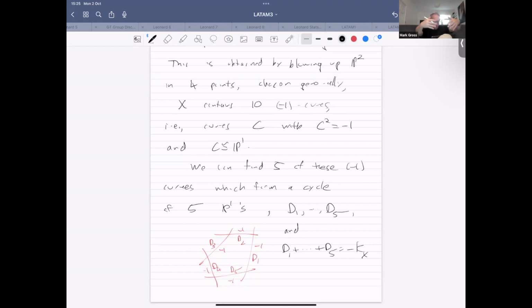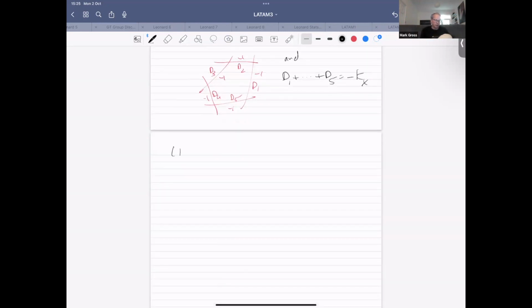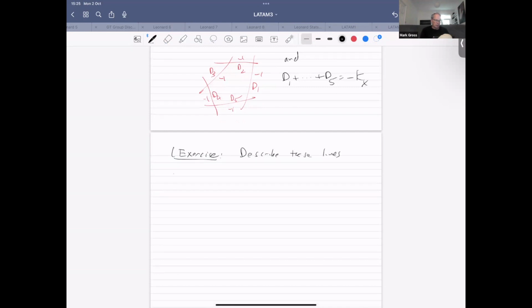So it's a fun little exercise to write down. I'll just flag this as an exercise, if you're unfamiliar with this kind of geometry: describe the classes of these lines by the description of X as being P2 blown up at 4 points.